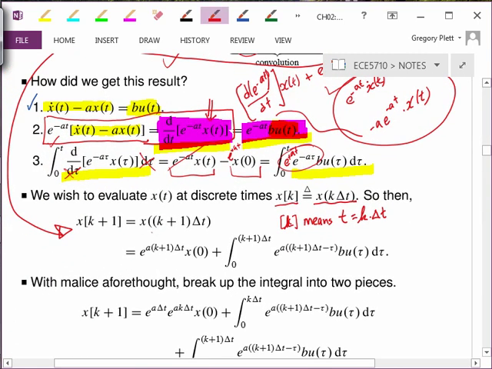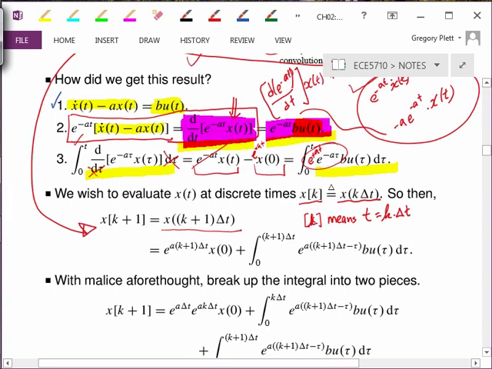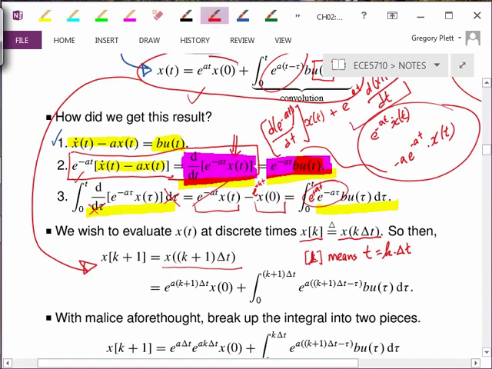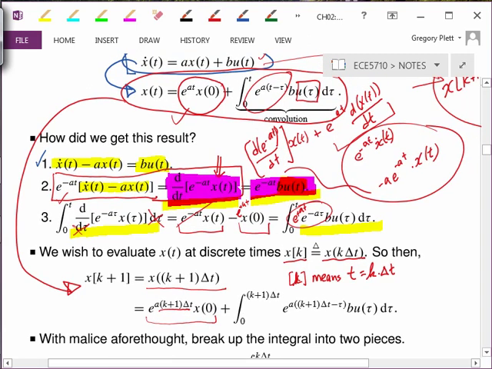So what is x of k plus 1? Well, with round bracket notation, it's k plus 1 delta t. That's the time point I'm evaluating. And we know that that is e to the a times k plus 1 delta t. I just replaced t by k plus 1 delta t, notice that, times x of 0. And then plus, looking again, the only place t shows up is there, which I've replaced, and there, and there. So the integral from 0 to the new value of t, and e to the a times new value of t minus tau, times b times u of tau d tau.